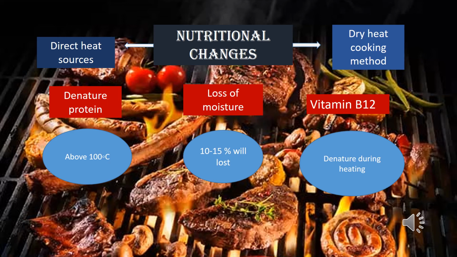So the next is loss of vitamin B12. Vitamin B12 is a very important vitamin. It will be lost because of its poor resistance to higher temperature. The significant losses occur on the meat surface due to the direct heat contact during grilling.